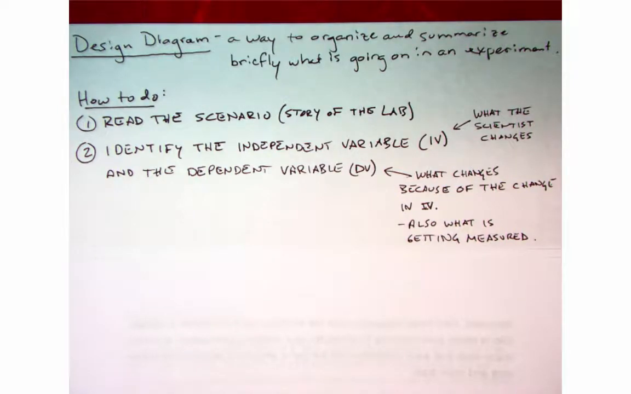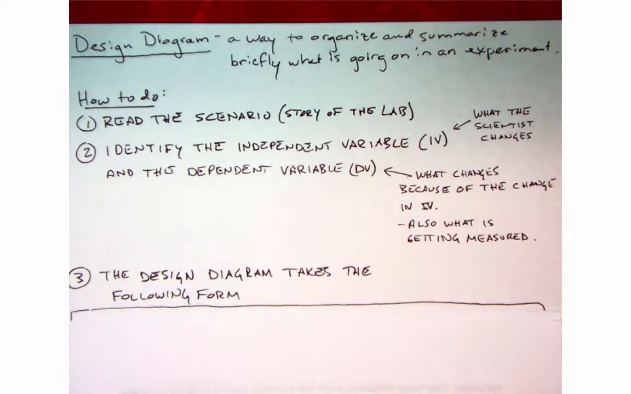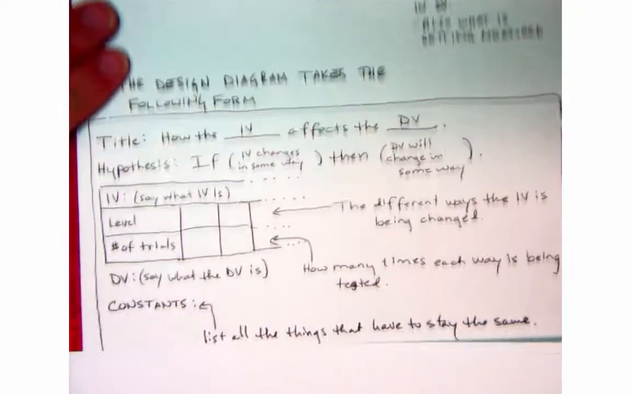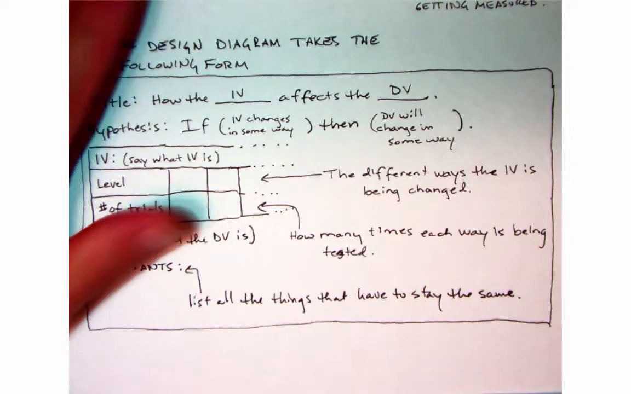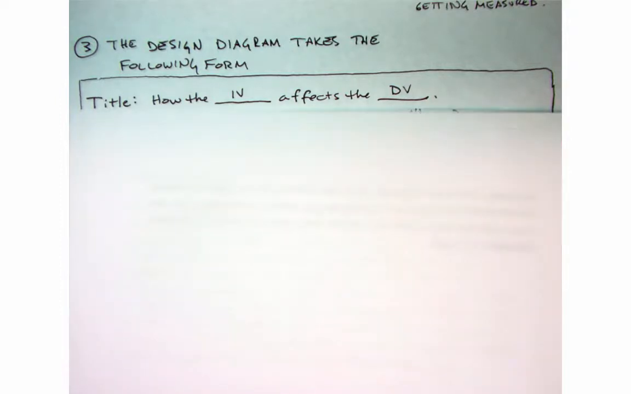So now, moving on to step 3, we want to see what this design diagram looks like. So it is going to take the following form. First of all, we have our title. This basically tells the reader what the lab is about, how the IV affects the DV.